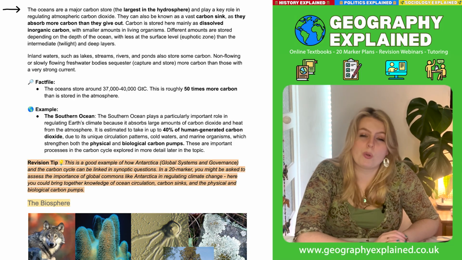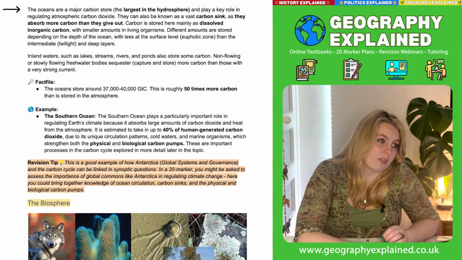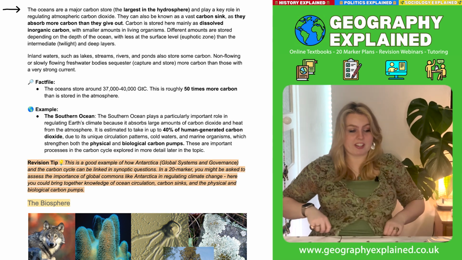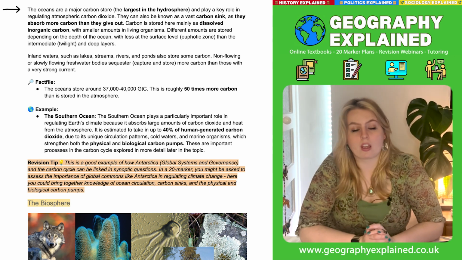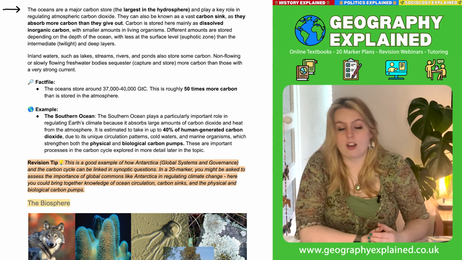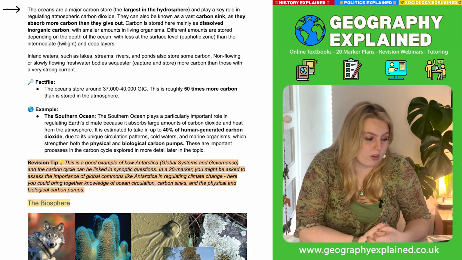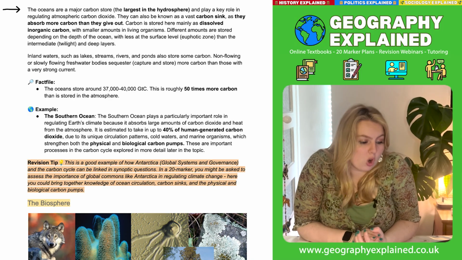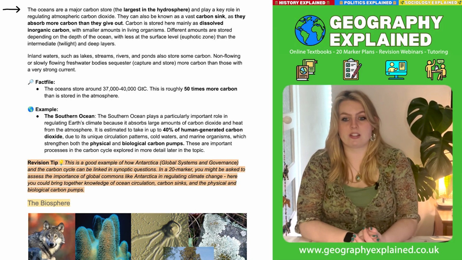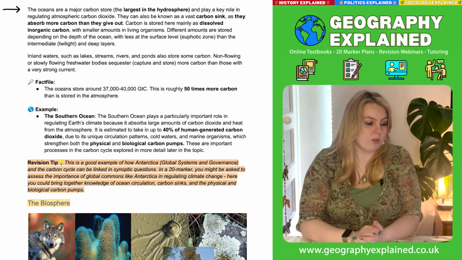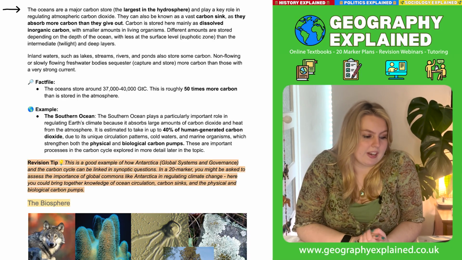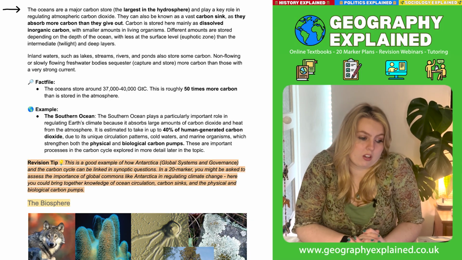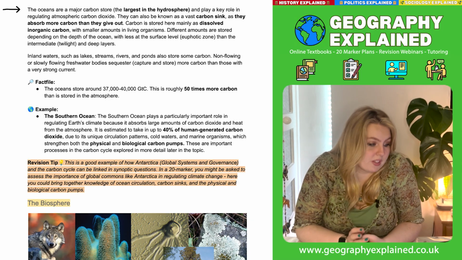But you might not always associate the oceans and sort of water with carbon storage, but they're actually very significant. So oceans are a really big carbon store, in fact the largest in the hydrosphere, and they play this really key role in regulating atmospheric carbon dioxide as a result, because they're a carbon sink, which basically means that they absorb more than they give out. And basically carbon tends to be stored here as dissolved inorganic carbon that comes from the atmosphere.